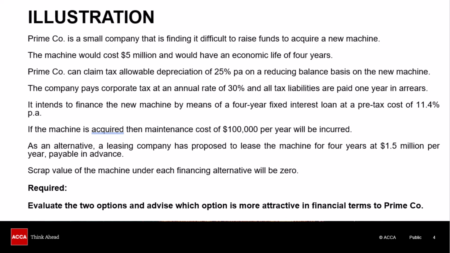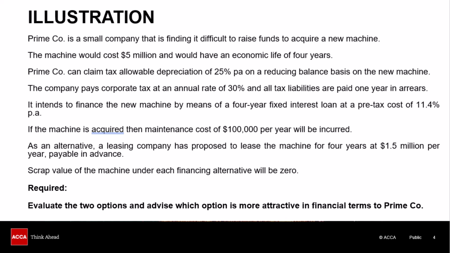The company pays corporate tax at an annual rate of 30%, and all tax liabilities are paid 1 year in arrears. It intends to finance the new machine by means of a 4 year fixed interest loan at a pre tax cost of 11.4% per annum. If the machine is acquired, then maintenance cost of $100,000 per year will be incurred.